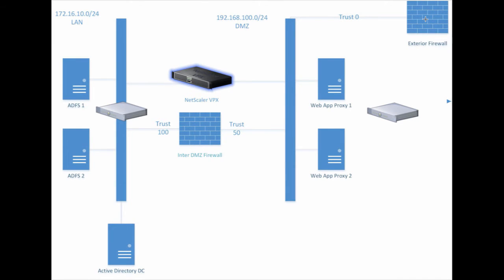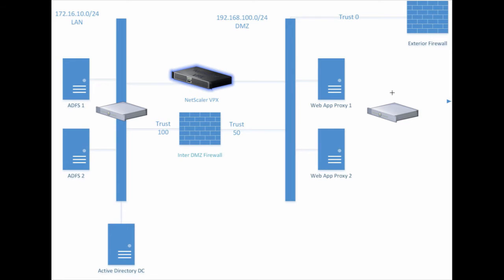There'll be a rule that forwards all the traffic from the firewall on a certain address down to the VIP on this vServer, and then the vServer load balances using SSL bridge to the WAP servers. The WAP servers then use their host file entry to look up the VIP address of ADFS, and then ADFS talks back to the Netscaler vServer. Okay, so that is conceptually how it works.